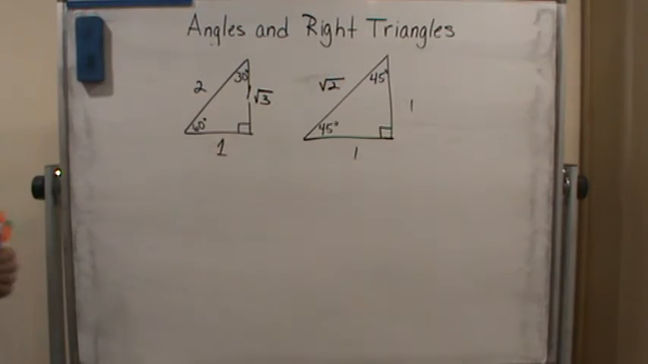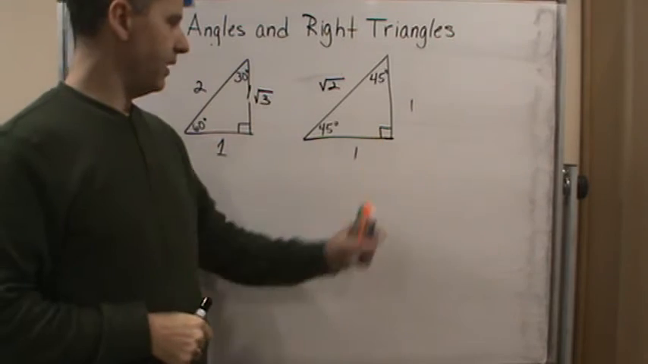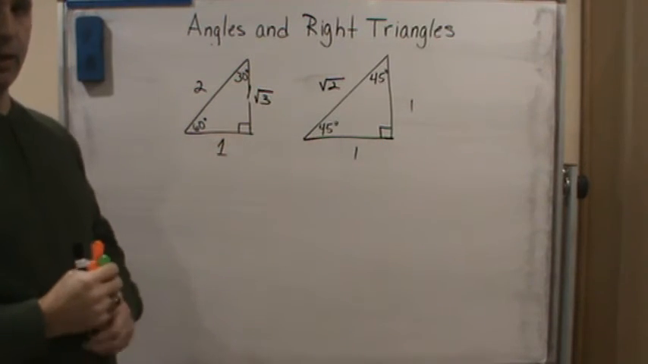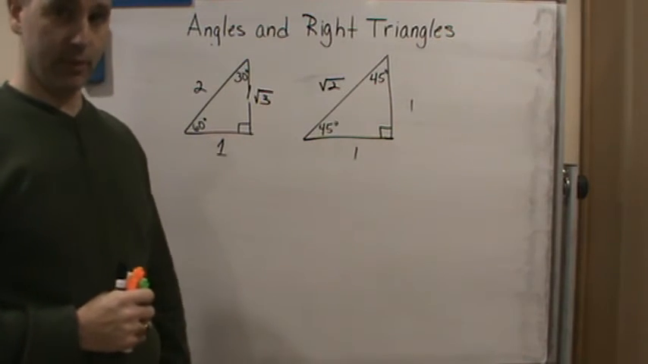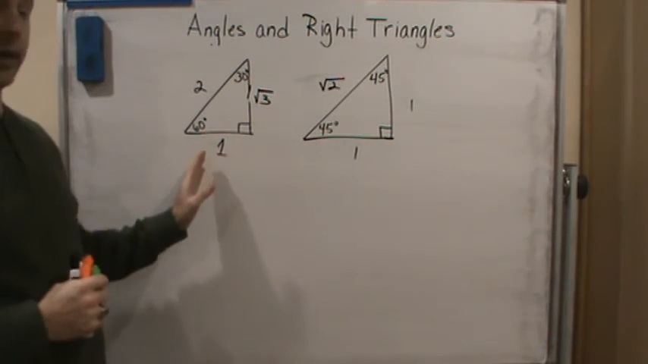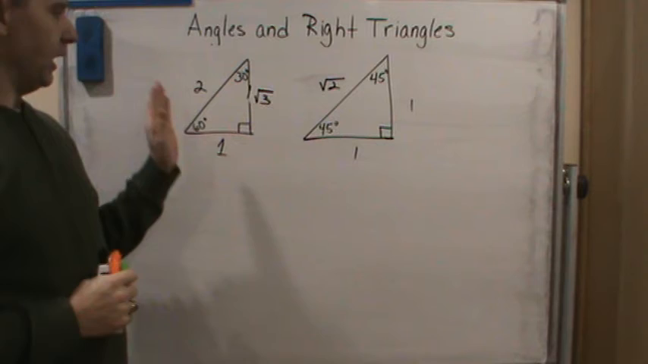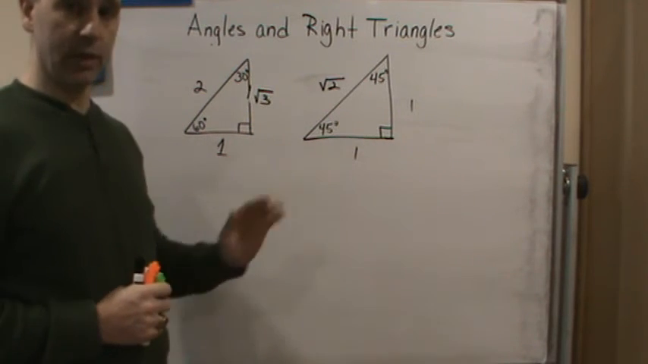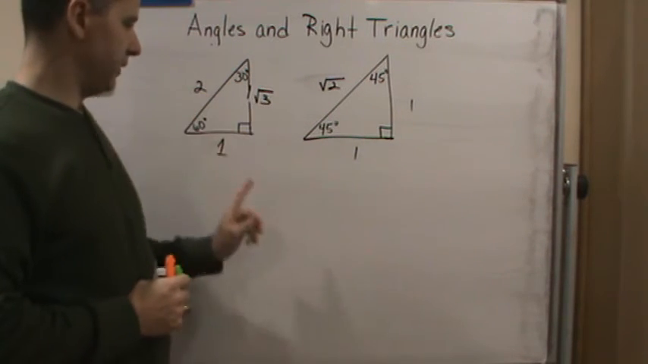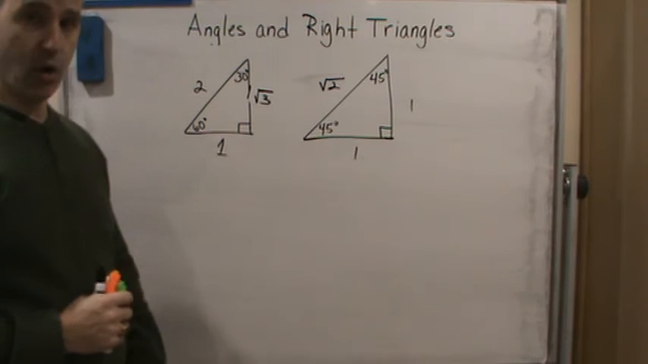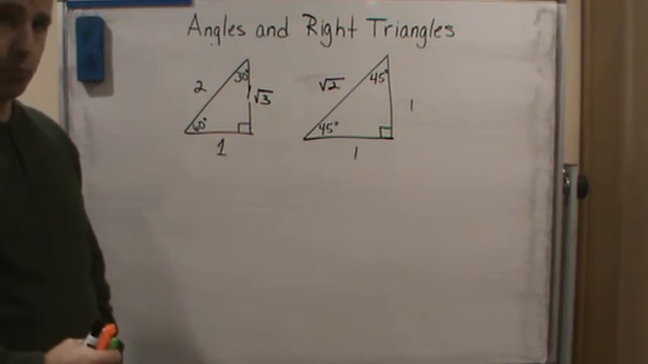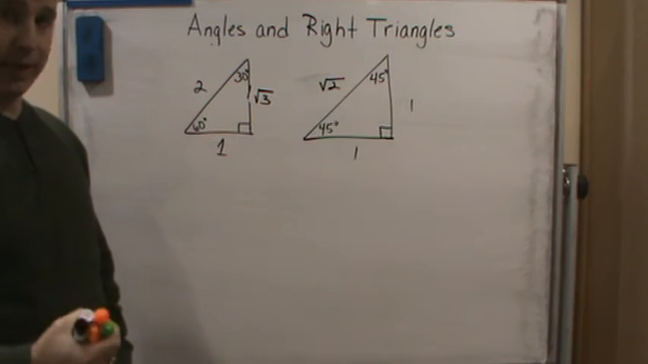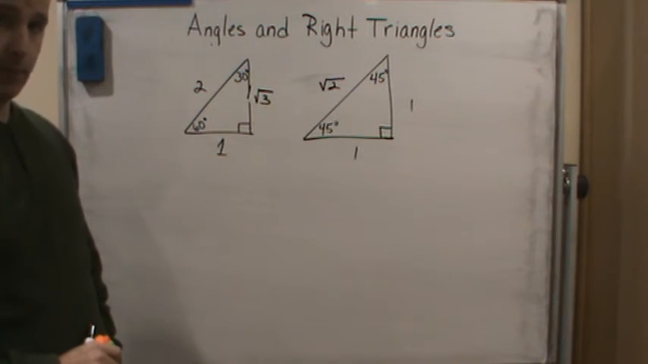Because if you know these, this is true for any 45, 45, 90 triangle, and this is true for any 30, 60, 90 triangle. If you know you're dealing with one of these two types of triangles, then you know these three sides automatically. You know the relationship, in other words.